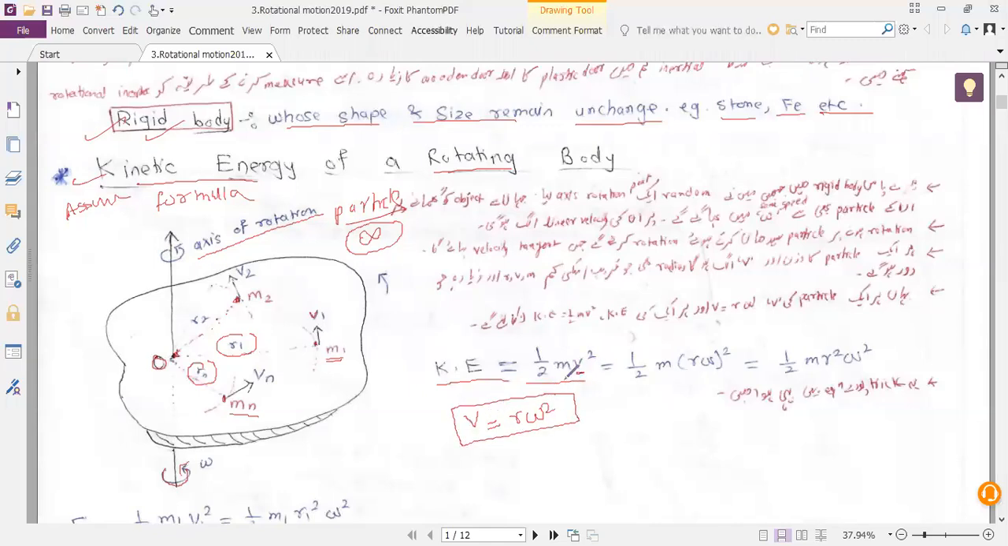So in this we replace v by r omega. My formula becomes half m (r omega) whole square. Why am I taking square? Because we have v in square form. Now remove this bracket, it becomes half m r square omega square. If you understand this part, that means we are done. Assume that we have done the derivation.